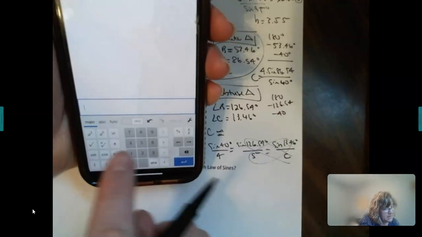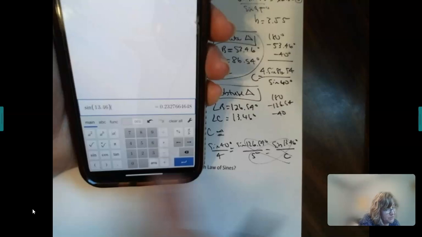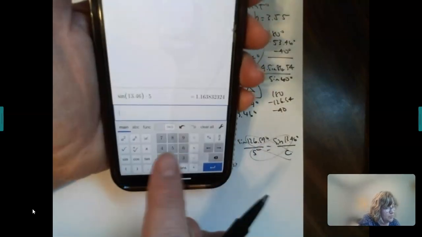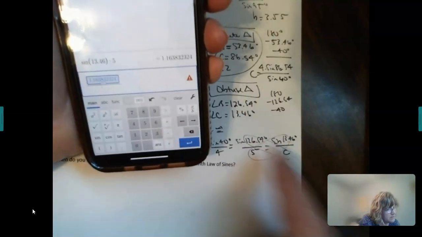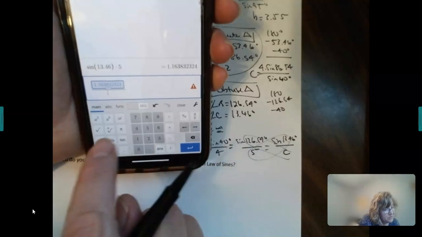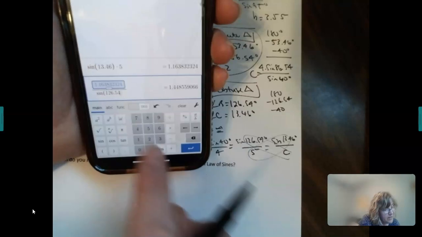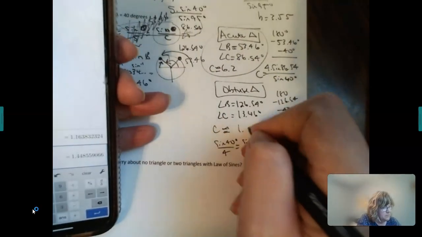So I'm going to take sine of 13.46 and end the parenthesis times the 5. I'm going to enter, even on a normal calculator. I'm going to take that answer divided by sine of 126.54. All right, and I got 1.45 about.